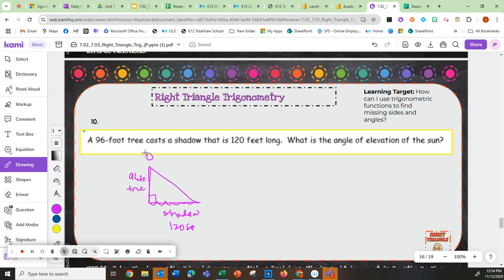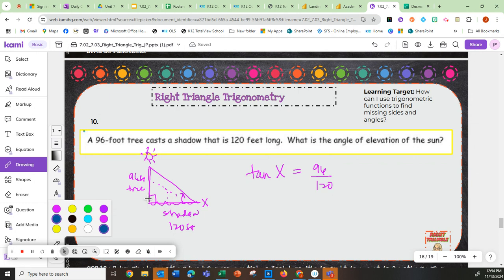So the sun, again, don't laugh at my artistic inabilities, but the angle of elevation would be looking up to get to the sun, and they want to know what this angle is. So I'm just going to put X. On this one, we're looking for an angle. So what do we know? We know from that angle the opposite and the adjacent. We don't know the hypotenuse, so that forces us to choose tangent. So tangent of angle X is equal to opposite 96 over adjacent 120.